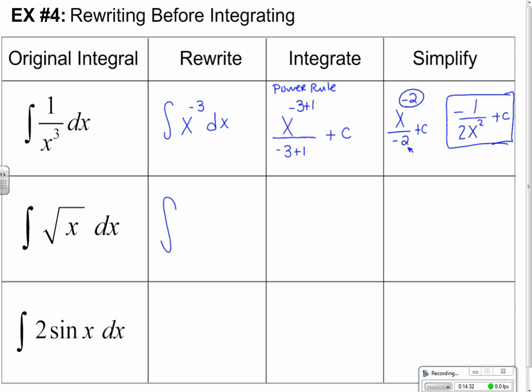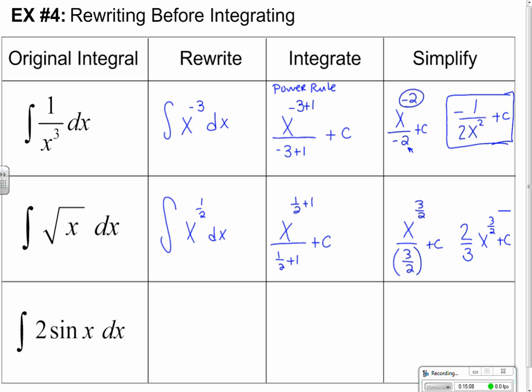Rewrite. This becomes the integral of x to the 1/2 power dx. Okay, power it up. Let's add a power, divide by this new power, plus c. Okay, now x to the 1/2 plus 1 would be to the 3/2, and then I'm dividing by 3/2 plus c. I can restate this as, this is dividing by a fraction, that's like multiplying by its reciprocal. So I get 2/3 x to the 3/2 plus c.